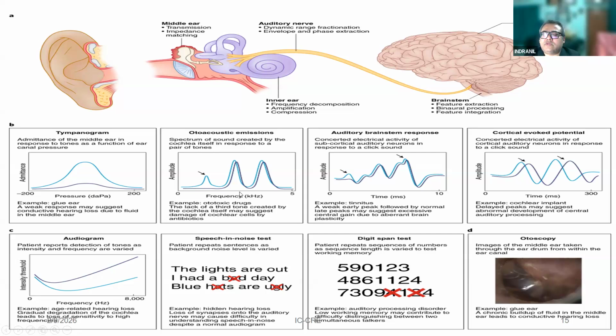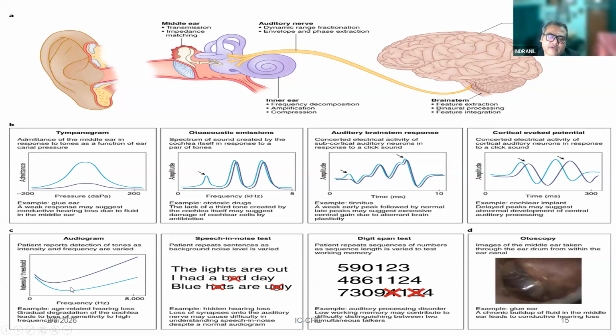We use otoacoustic emissions to test the outer hair cell function, and auditory brainstem response to understand the synchronicity of the auditory nerve along the pathway. Late cortical evoked potentials mean we can trace the cortical part and how the sounds are perceived. We can mostly use the speech stimulus.